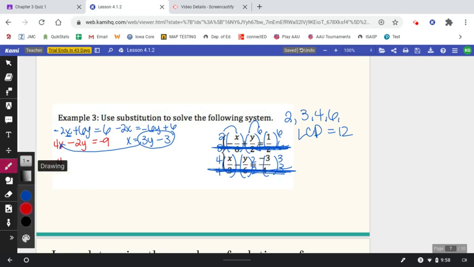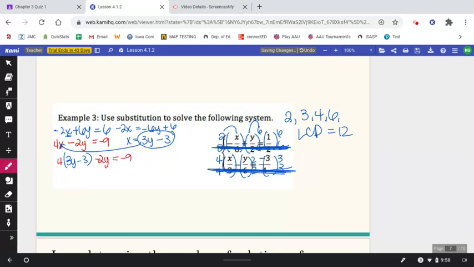So that would give me 4 times 3y minus 3 minus 2y equals negative 9. I did it right because I only have y's in my second equation. So now I have 12y minus 12 minus 2y equals negative 9. So 10y equals 3. So y is 3/10.